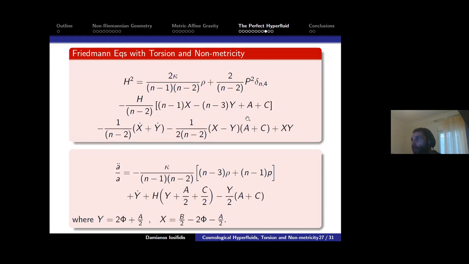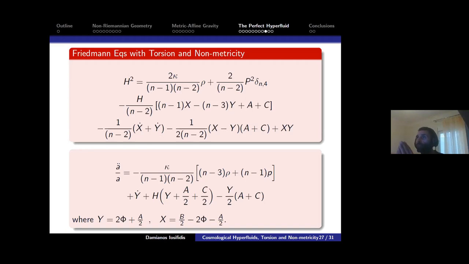So this has to do with torsion non-metricity, but they are related, as we showed, to the hypermomentum variables. And this is the acceleration equation. So we see that in general, we get a lot of contributions, and it's not totally clear how these additional degrees of freedom affect the cosmological evolution. We see here that in general we have this term, but in some instances it disappears, as we shall see now. So these are the general Friedmann equations in the presence of torsion non-metricity. And of course, the sources are supplemented by the conservation laws we showed earlier.